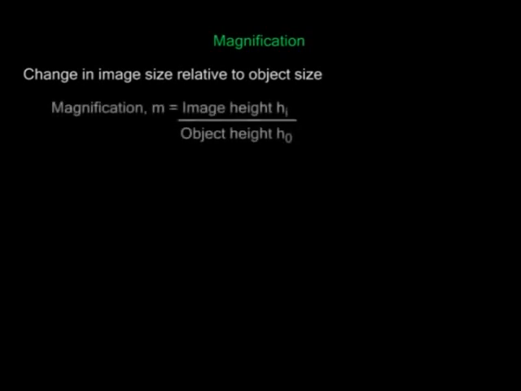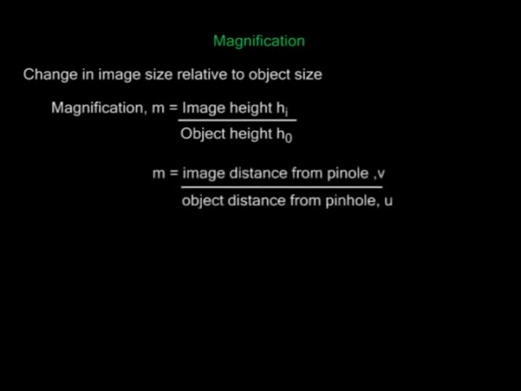Magnification. Now, the change in the size of an image relative to that of the object is called the magnification, represented by M. Therefore, magnification is equal to height of the image over height of the object. It can also be proved from the geometry of similar triangles that magnification is equal to distance of the image from the pinhole, V, over distance of the object from the pinhole, U. And therefore, height of the image over height of the object is equal to distance of the image from the pinhole over the distance of the object from the pinhole.